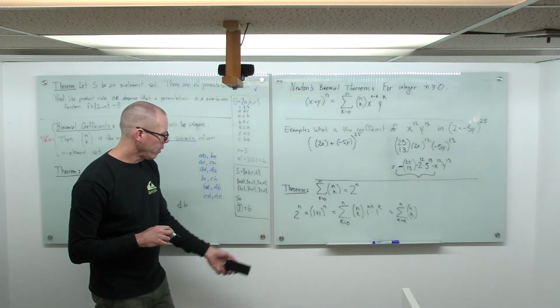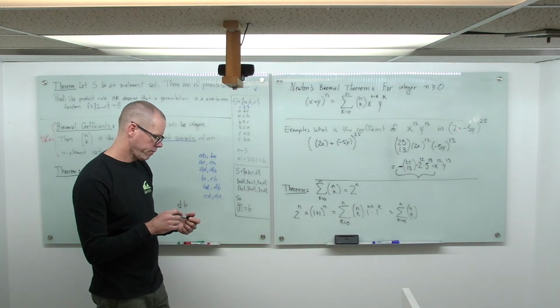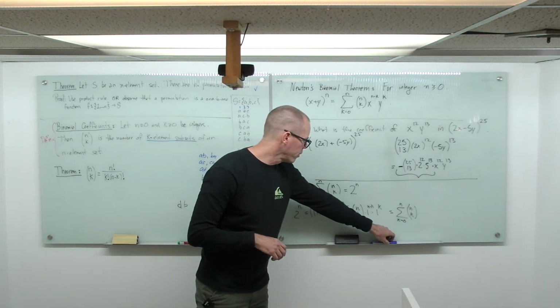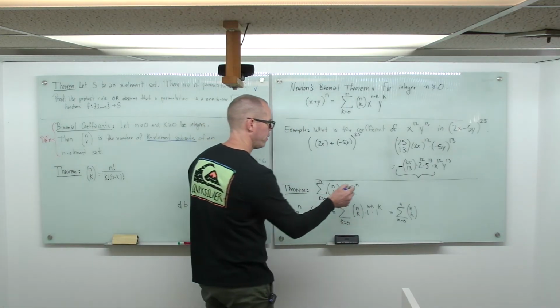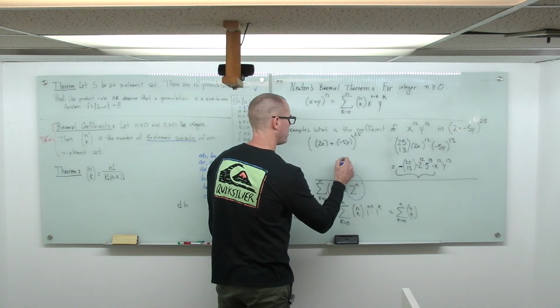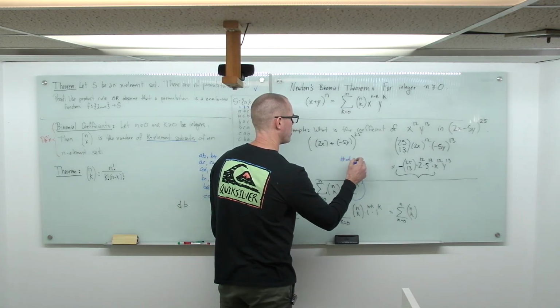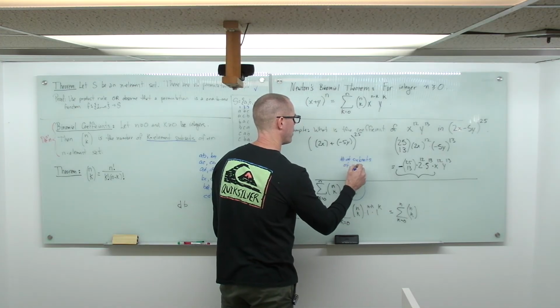There's a nicer way to think about this, and it comes back to a question that one of you asked. 2 to the n, this is the number of subsets of an n-element set.